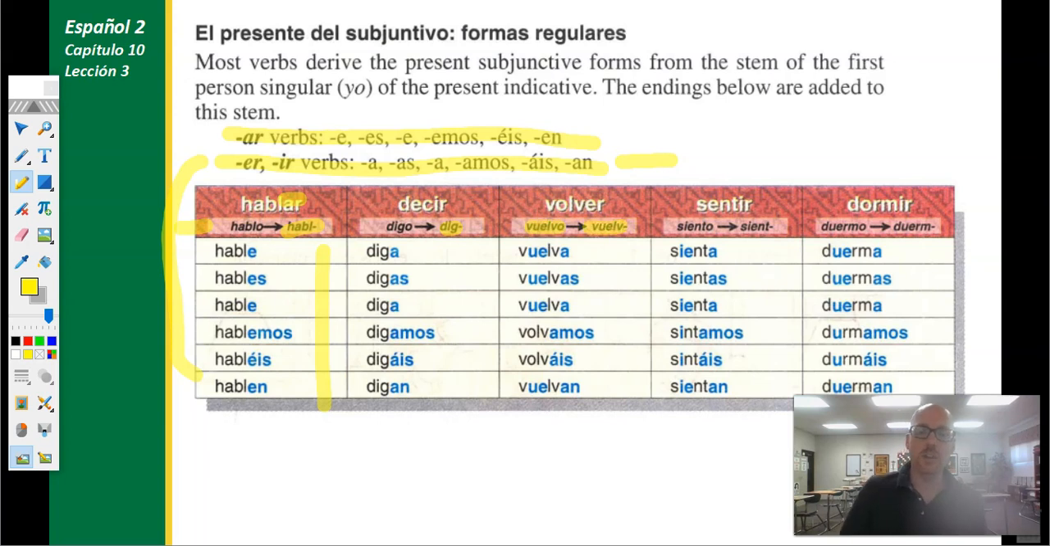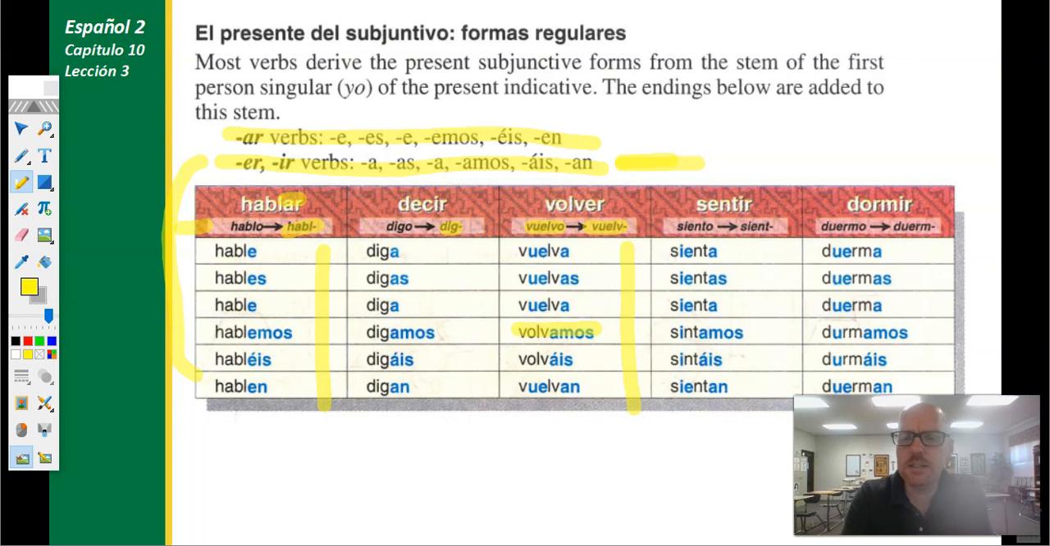Here we can see why it's very important that we use the yo form, because we get that stem change in there, that o to ue stem change. So we have vuelv, and then because volver is an ER verb, we are going to use these endings. So we have vuelva, vuelvas, vuelva, volvamos, vuelvan. Again, right here, I hope you remember that the nosotros form does not get the stem change. For AR and ER verbs, the stem changes don't happen in the nosotros form.